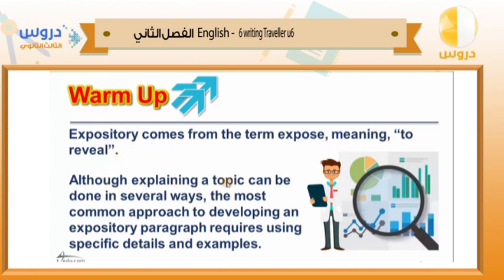Although explaining a topic can be done in several ways, the most common approach to developing an expository paragraph requires using specific details and examples. If you're writing about the stock market, you need examples, numbers, and things that are unquestionable and full of facts. It also requires adequate and precise analysis of some matter or problem.